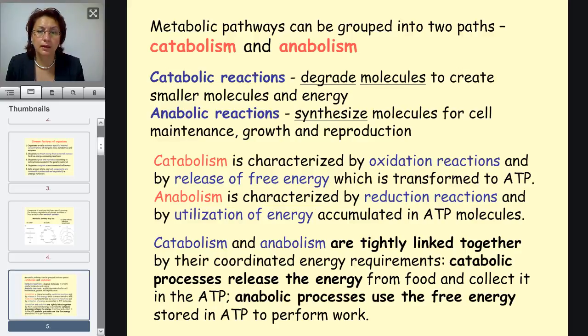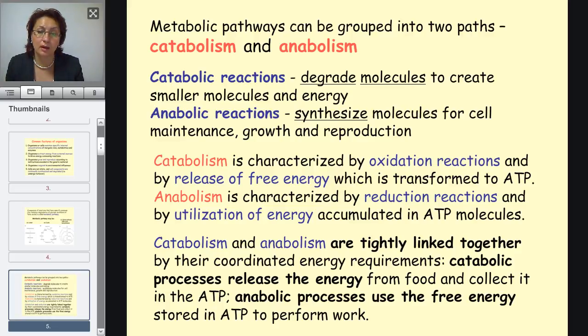Metabolic pathways can be divided into two paths: catabolism and anabolism. Catabolic reactions degrade molecules to create smaller molecules and energy. Anabolic reactions synthesize molecules for cells, maintaining growth and reproduction. Catabolism is characterized by oxidation reactions and by release of free energy which is transformed to ATP. Anabolism is characterized by reduction reactions and by utilization of energy accumulated in ATP molecules.